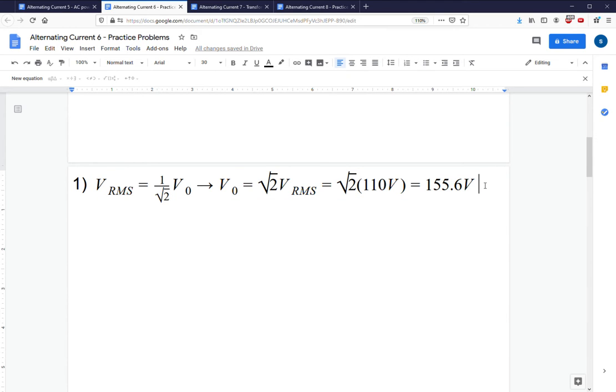Now, as I mentioned in the lecture, this is probably not actually true in the case of wall voltage, because wall voltage is very messy.